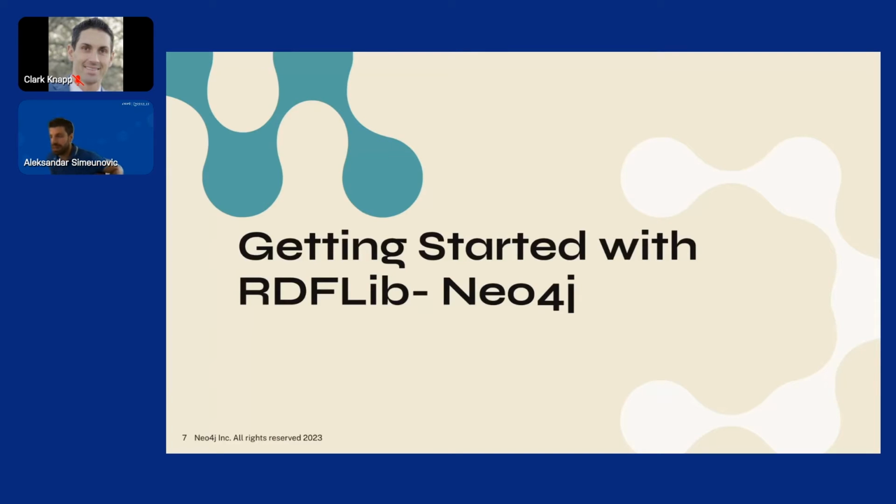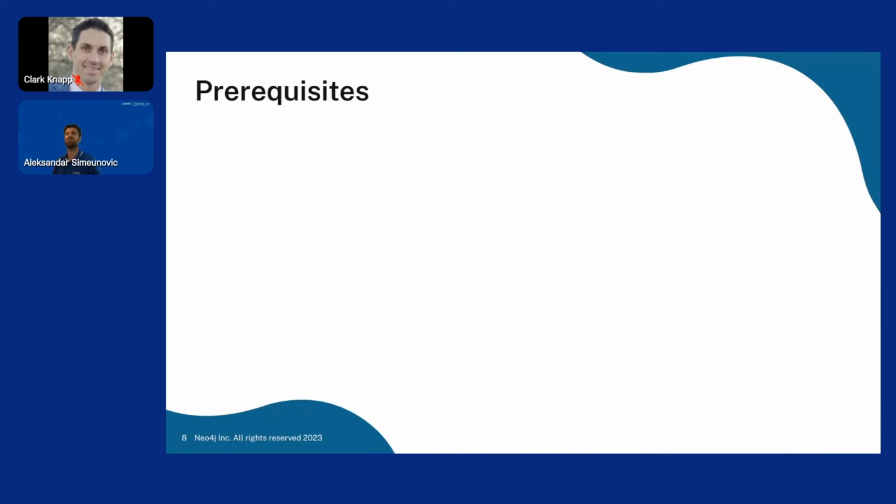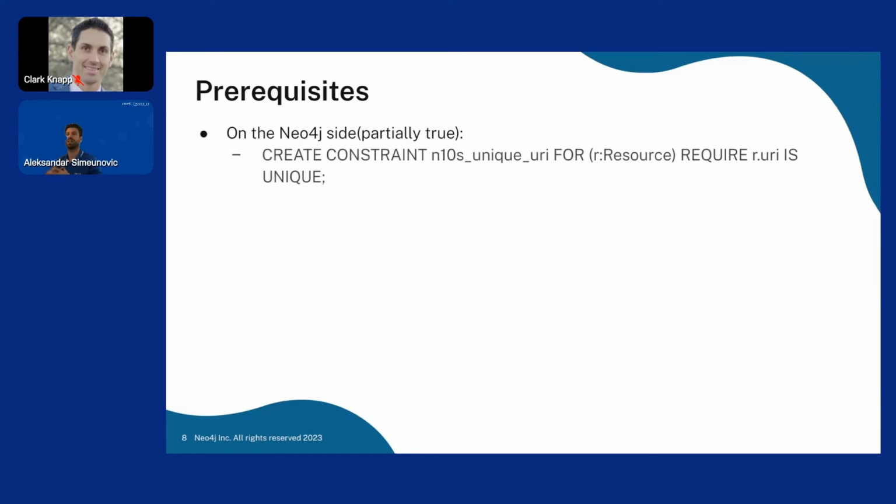So let's get started. How do you get started with using RDFLib Neo4j? There are two prerequisites that you need to have in place before being able to use the library. One is on the Neo4j side, which is partly true, which I'll come to in a minute, and that is that you have to create a uniqueness constraint for the URIs before being able to ingest data into Neo4j, and that is exactly the same thing you have to do when using NeoSemantics, so it's nothing new here.